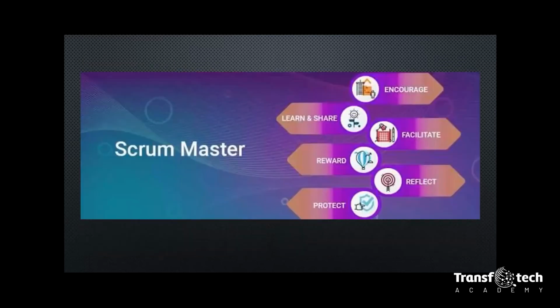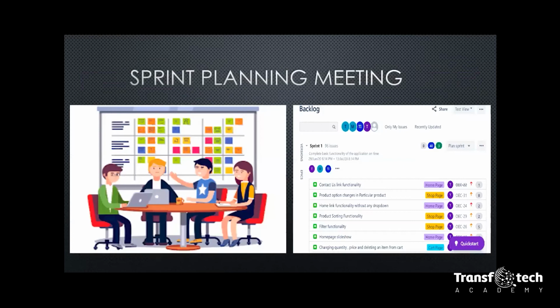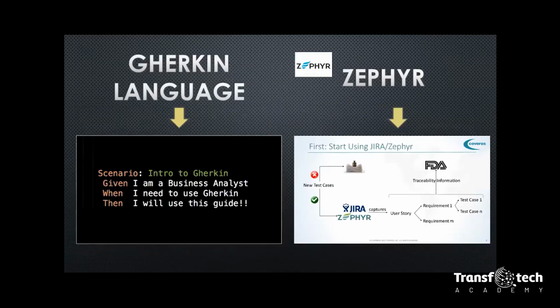After my BA wrote the user stories, we had a sprint planning meeting where we went through all the user stories, and I divided the user stories between my team members to write the test cases, and we played poker to estimate the time frame for a given task. Test cases were written in Jira in Gherkin language.